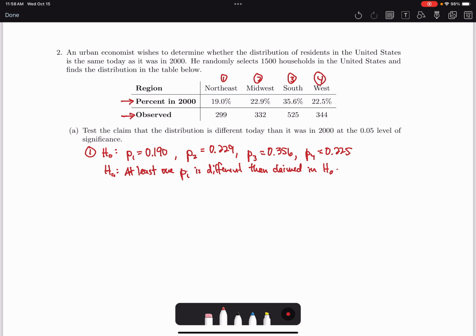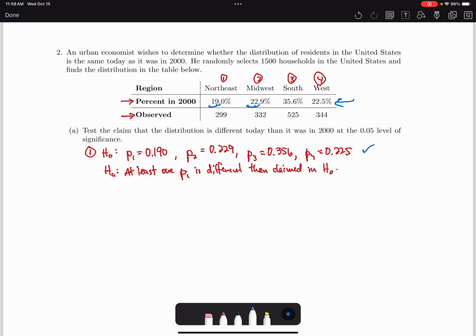Okay, so here's my solution. If we call the Northeast Group 1, the Midwest Group 2, the South Group 3, and the West Group 4, then we should have these proportions for our null hypothesis. Notice that I'm just taking these percentages and converting them to decimals by moving the decimal 2 times to the left in each case. And then the alternative is that at least one of those proportions is different than claimed in the null hypothesis. So for step 2 then, we'll have 4 sample proportions to compute.